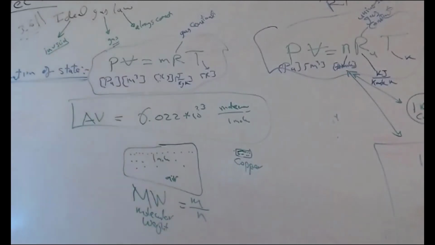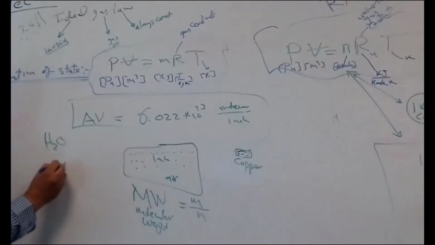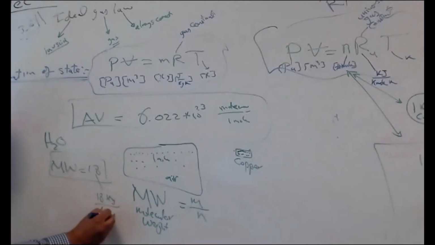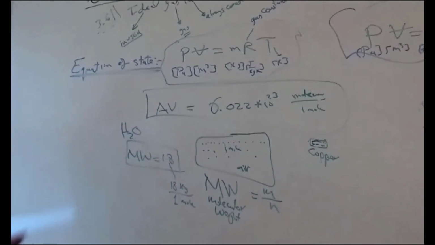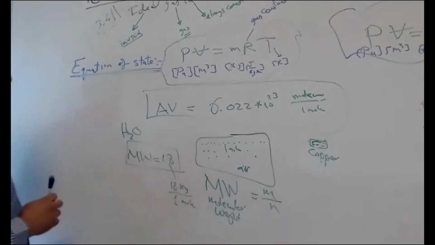And this is constant for any material. For example, water, H2O. Molecular weight is 18. For every 18 kilograms of water, you have 1 mole. Every 1 mole is 18 kilograms of water. Molecular weight for any material is constant. It's how many kilograms to how many moles.